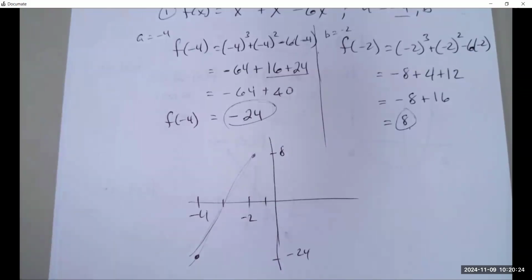Now, why is that important? We know it crosses, and we know there's going to be an intercept there.